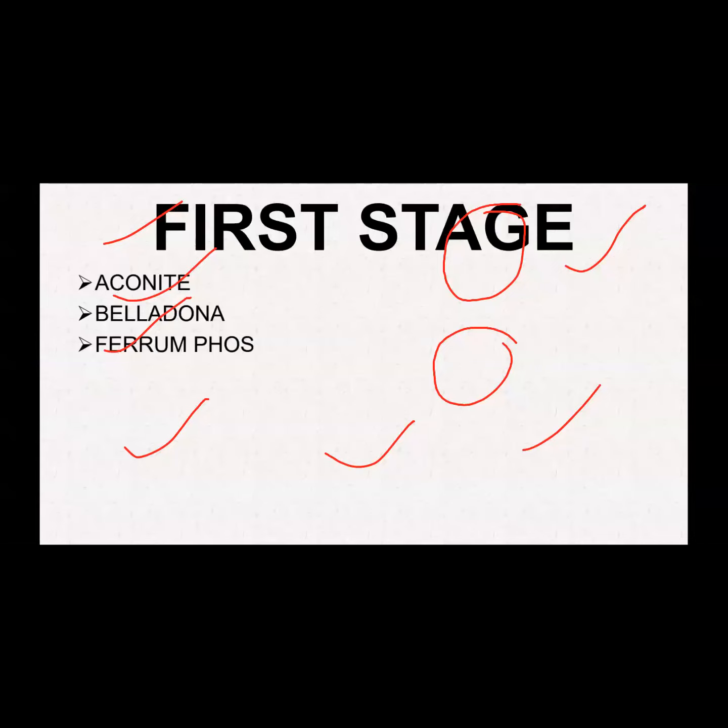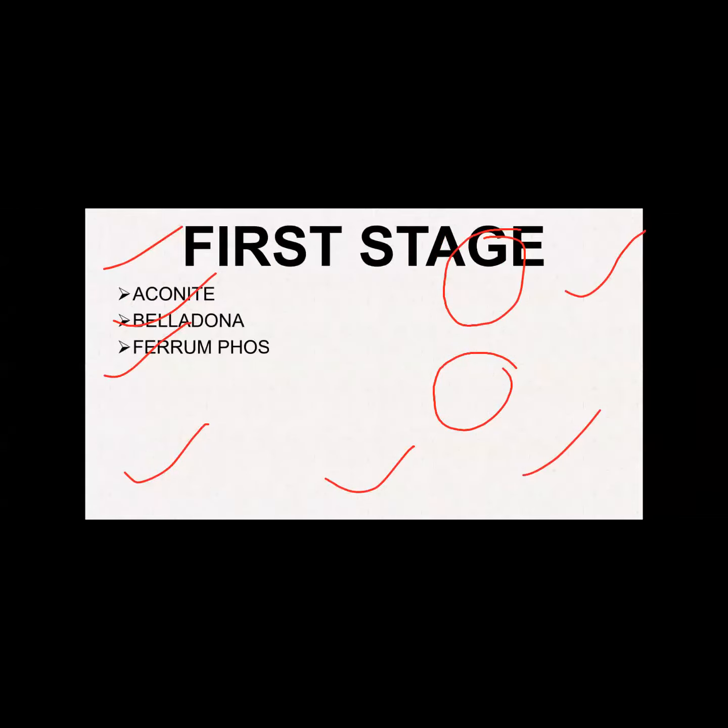So initially, in the first stage, we use aconite, belladonna, and ferrum phos, based on the symptoms of the disease. Okay, so now we are going to use the next slides about aconite.